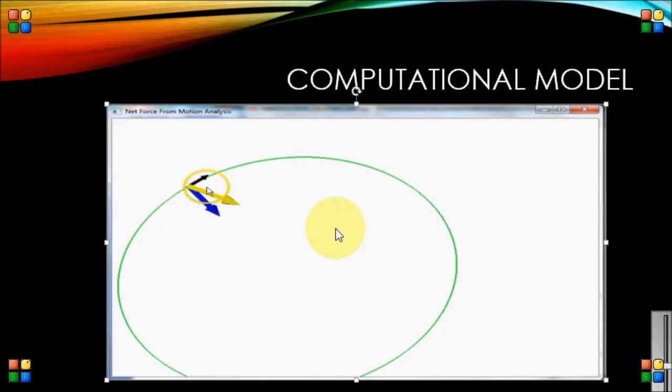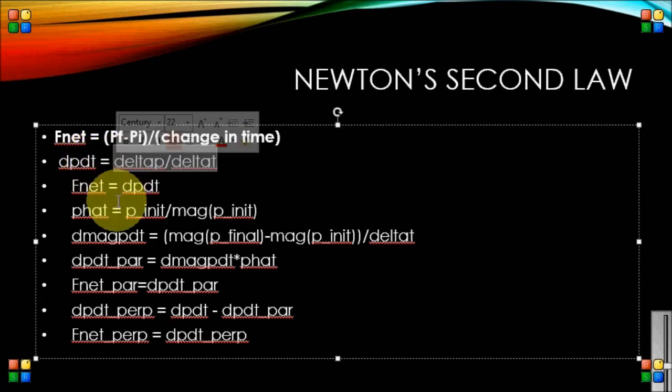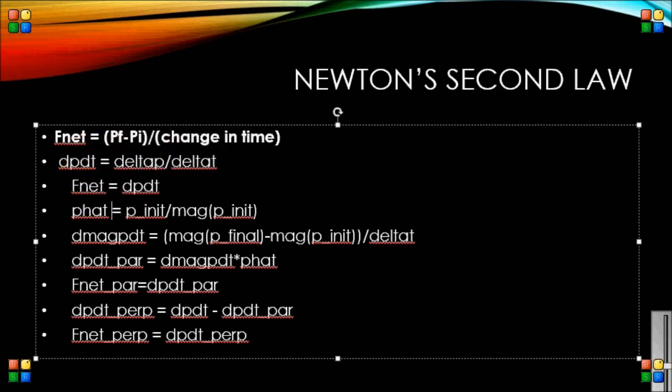This is the result of my computational model. The green color shows the trail of the star as it orbits the black hole, and the 3 arrows are the different forces acting upon the star. All the different formulas you see on the screen are derived from Newton's second law, which is change in momentum over change in time. And all these different formulas were used in my code to help me find the orbit of the star around the black hole.